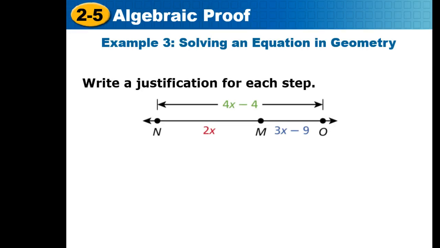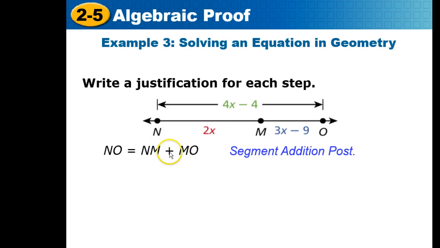Let's try one that involves the segment addition postulate. If you're only given this picture, then what do you do first? You write small part plus small part equals big part. Small part is NM plus the other small part is MO equals the big part, which is NO. You should be writing SAP, or segment addition postulate, when you write the formula.